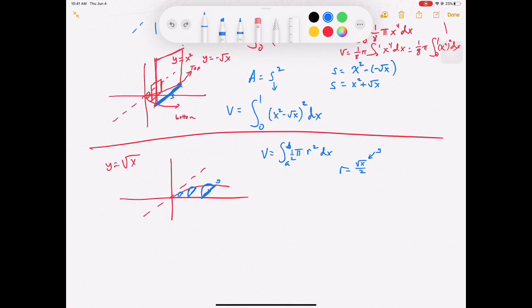Now that we found the radius, we can just plug it in. So integral from 0 to 1. I'm going to throw the 1/2 and the pi on the outside because those are constants. And the r squared would be square root of x over 2 squared dx. I'm going to square the bottom, the 2, and that's going to be 1/4. I'm going to throw that out. 1/8 pi integral from 0 to 1 of square root of x squared dx.